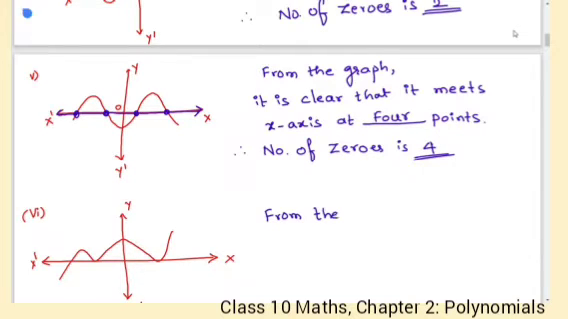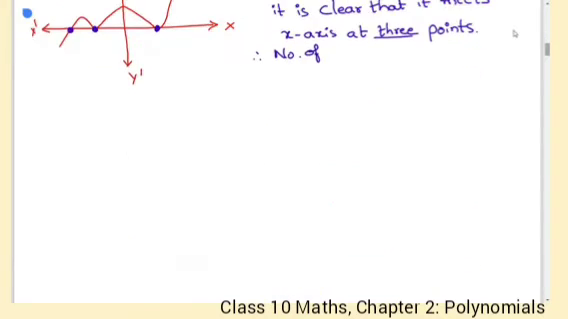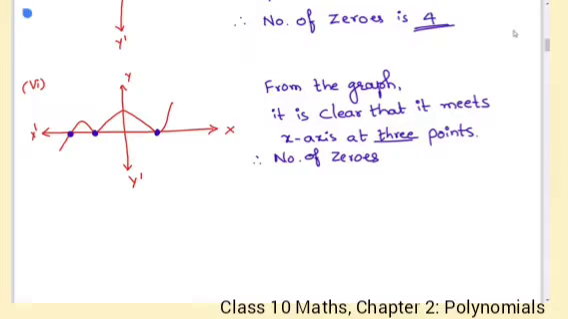Now sixth figure, from the graph it is clear that it meets the x-axis at dash points. So see the graph, x-axis here 1, 2, 3. So it meets at 3 points. Therefore the number of zeros is 3 here.